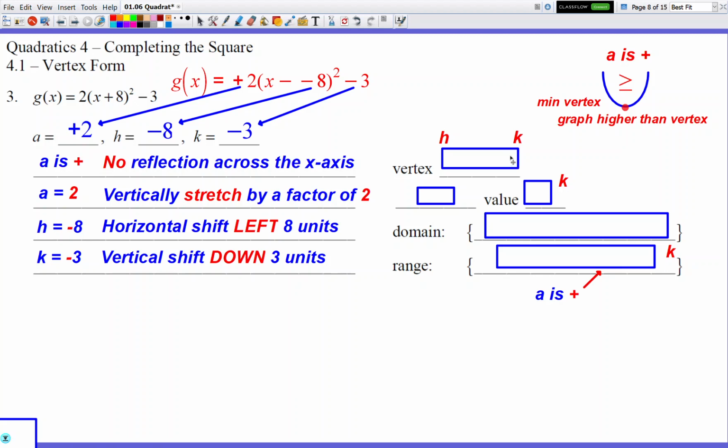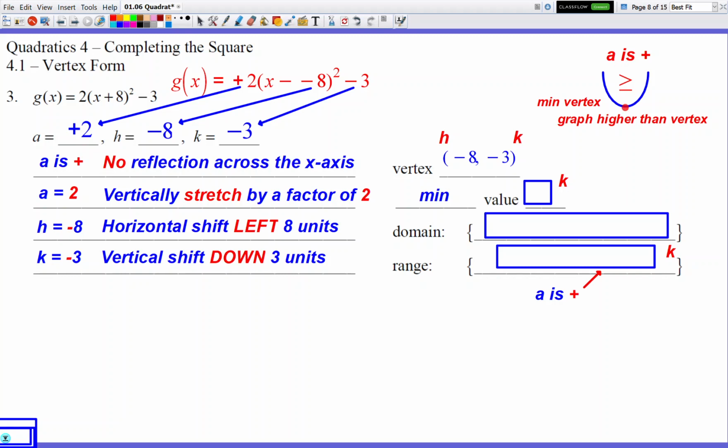Vertex, this isn't changed. It's just your h and your k. So -8, -3. That's pretty simple. This graph is not reflected. So if it's not reflected, it stays a U-shaped parabola, U-shaped graph. So if it's a U-shaped graph, this is going to be a minimum because my vertex is at the very, very bottom. So when my vertex is at the bottom, it's minimum. When my vertex is at the top of the parabola, it's a maximum.